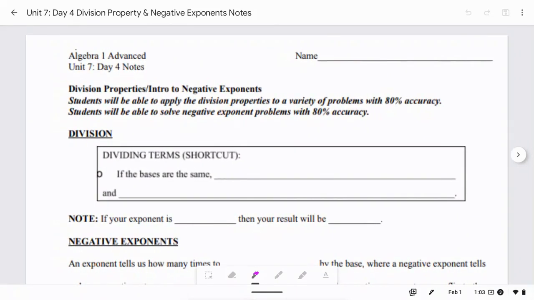In this video, we will be discussing what to do when we have negative exponents. So in order to understand negative exponents a little bit better, we're going to quickly review the shortcut for what to do when we're dividing terms with exponents.